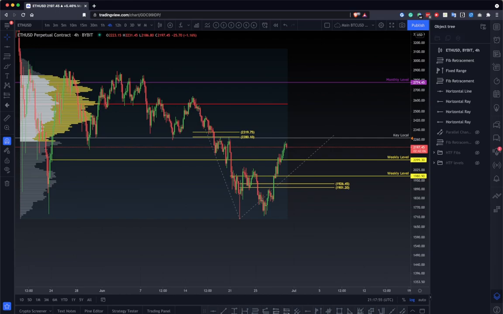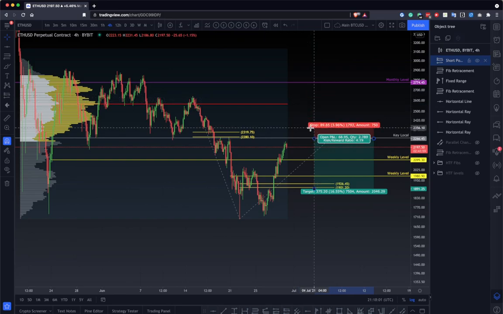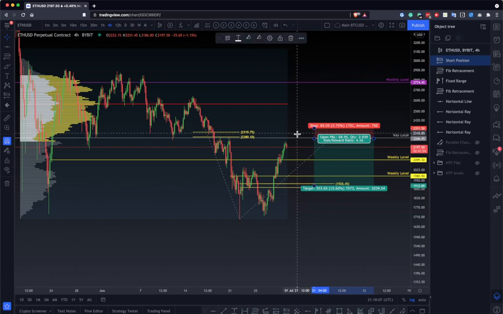So again, to recap, I'm mostly interested in a short time frame short. I will take it only if we see a swing failure or simply a failed auction.